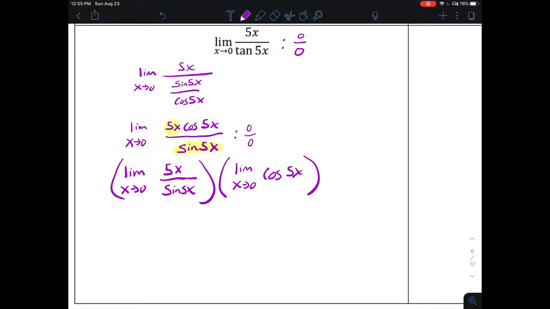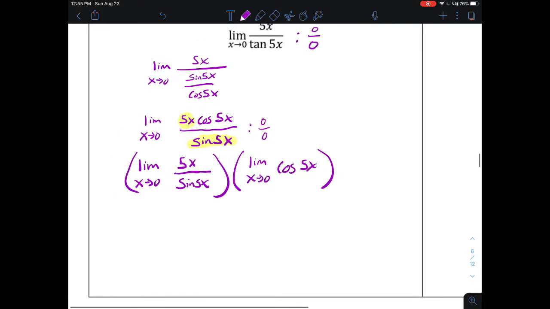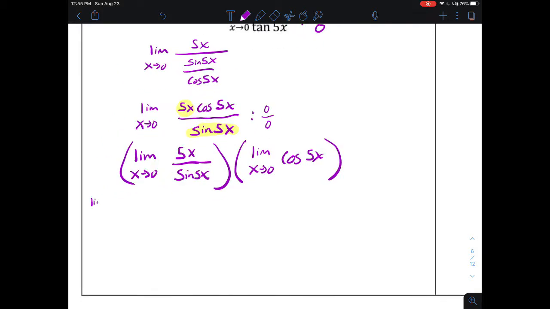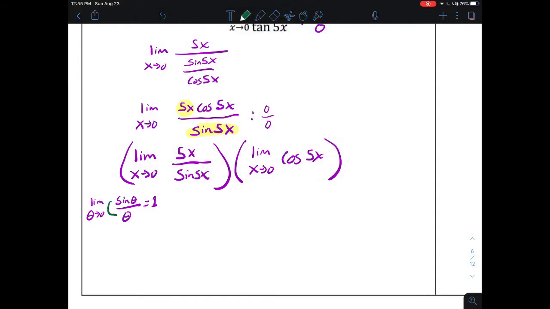Now, this first limit here, even though it's upside down, our special trig limit is the limit as an angle is approaching 0 of sine of that angle divided by that angle is equal to 1. Well, if I reciprocate that fraction, if I flip it, I would also have to flip what it equaled to make 1. Well, the reciprocal of 1 is still 1.